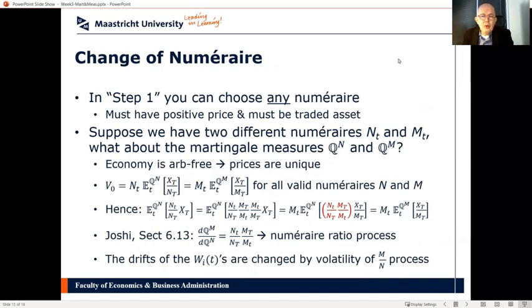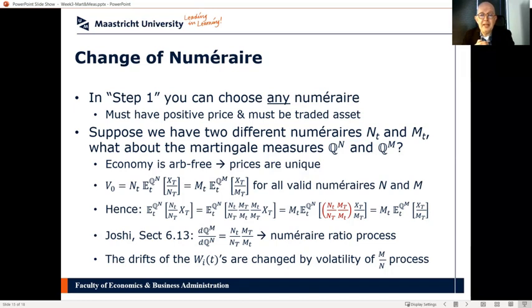So let's talk a bit more about these numeraires and this additional degree of freedom that you have in choosing them, because we can play with this and use this to our advantage in a lot of calculations that we are doing. So in my step one, I said you can choose any numeraire as long as it has a strictly positive price and is a traded asset in the economy.